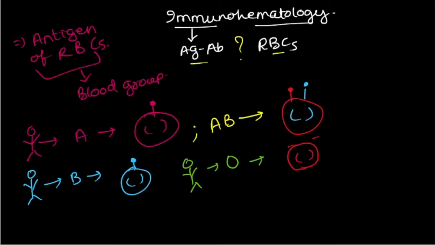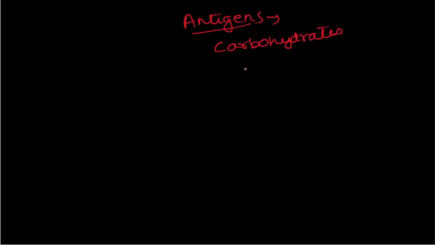Now, this group of antigens, the blood surface antigens, are basically a group of carbohydrates, and these carbohydrates get transferred from the genetic component to the surface component of the RBCs via a particular gene called the H gene, or H substance.